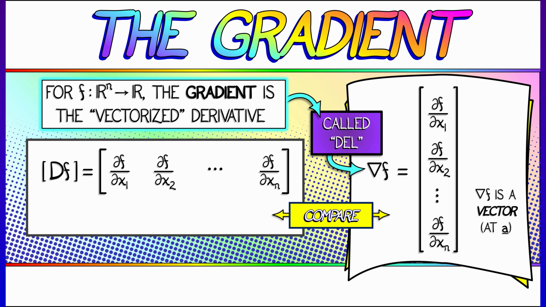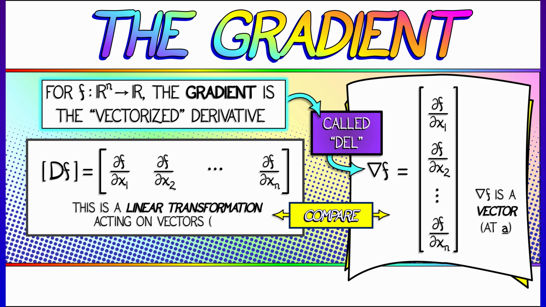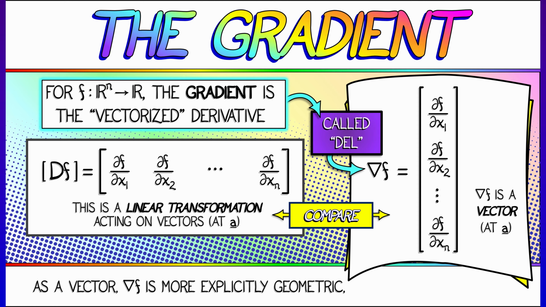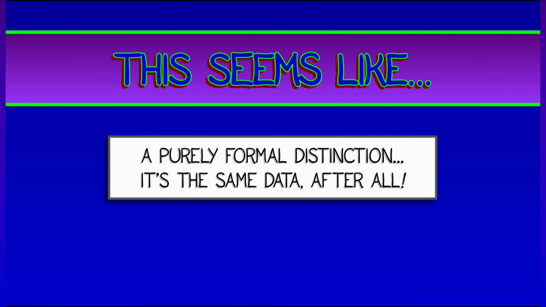Now, if you compare that with what we know as the derivative, namely the linear transformation that has as matrix representation a row matrix of partial derivatives, it looks really the same, but they act differently. The derivative is a linear transformation that acts on vectors at a, whereas the gradient is a vector at a. But as a vector, it's geometric. You can visualize it. You can draw a picture of it.